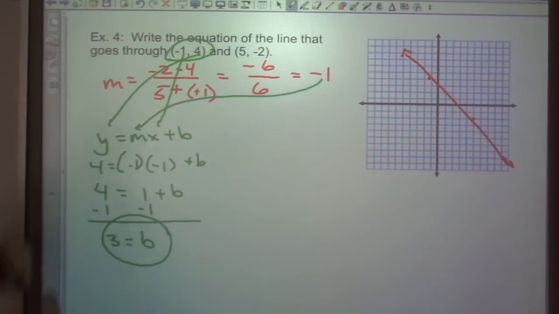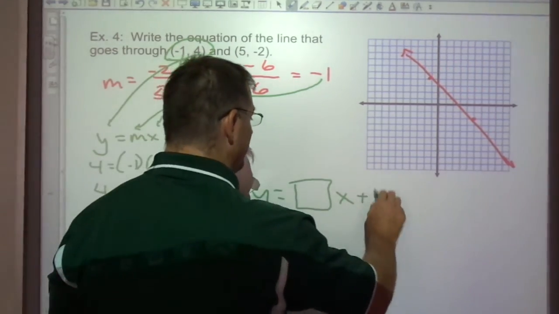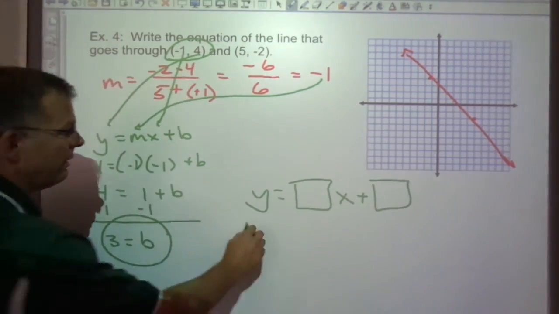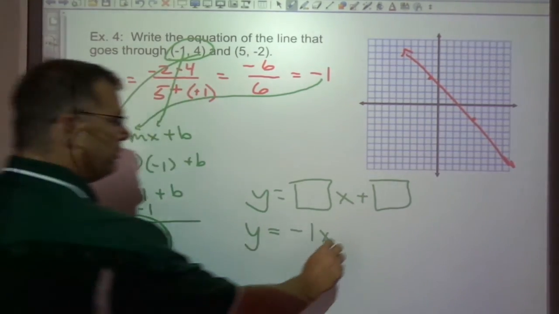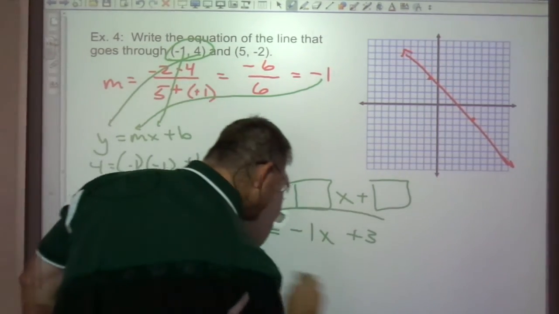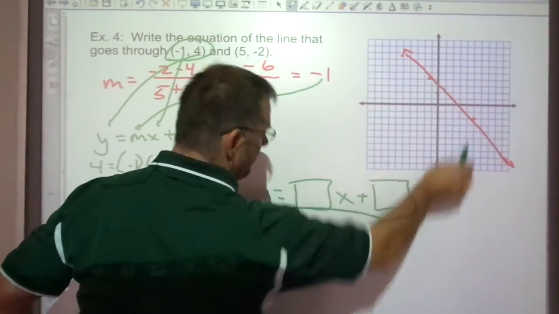So my final equation, y equals, it's always going to be something x plus something, it's just what goes in there. y equals negative 1x plus 3. Starts at 3, goes down 1 over 1, down 1 over 1.